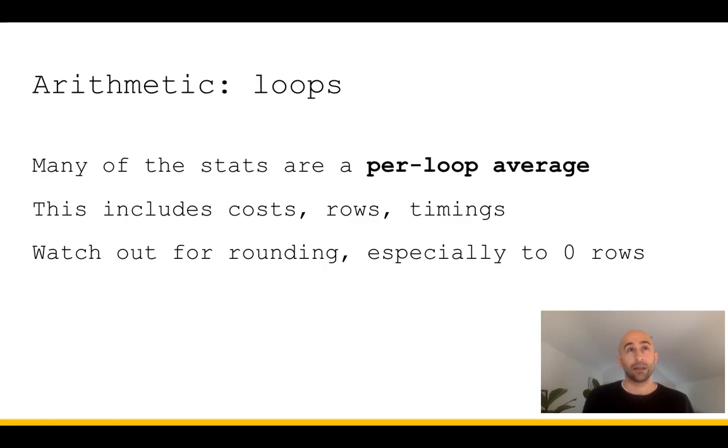So basically most of the time rounding doesn't matter. So costs and timings are to quite a few decimal places, and chances are you're not going to be too worried about roundings to those. But rows are an integer number. So if you've got a high number of loops and a low number of rows, quite a lot can be hidden by the fact that it's a mean.